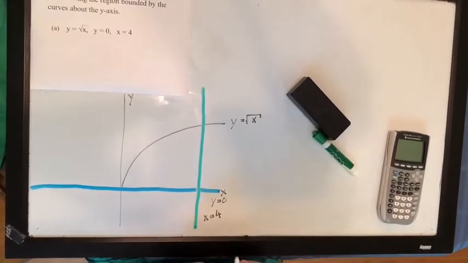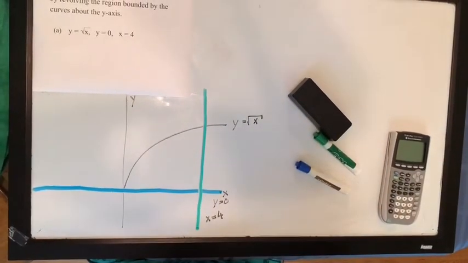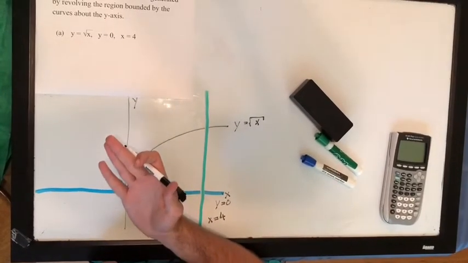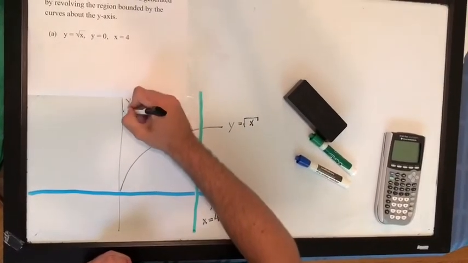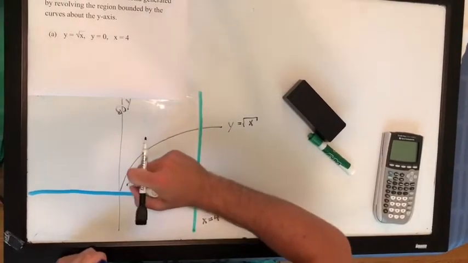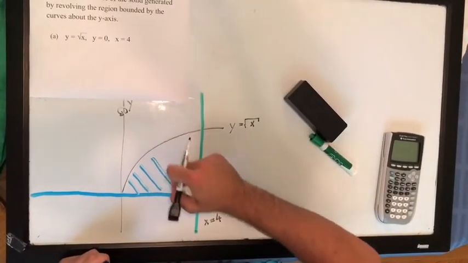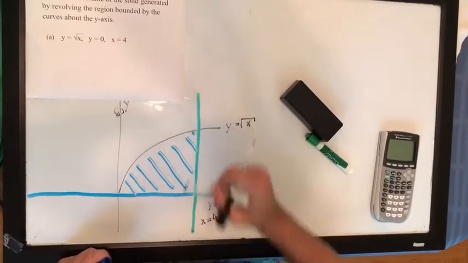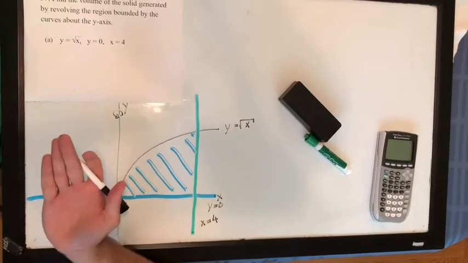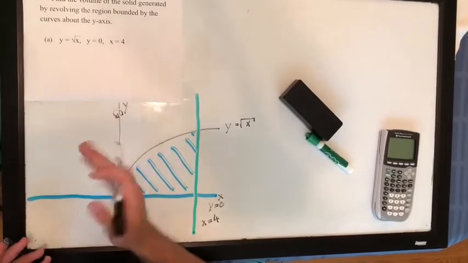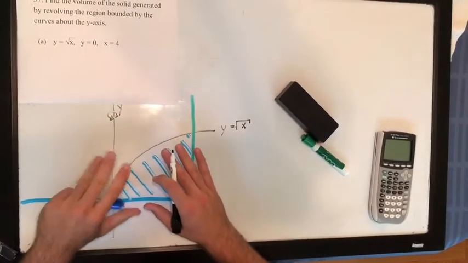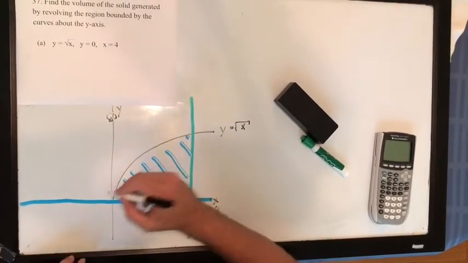Okay. Now the question tells us that the solid is revolving about the y-axis. So this is going around the y-axis. So let's shade in our region real quick. There we go. So if this region is revolving around the y-axis, it revolves across over, so this region is reflected on the other side.